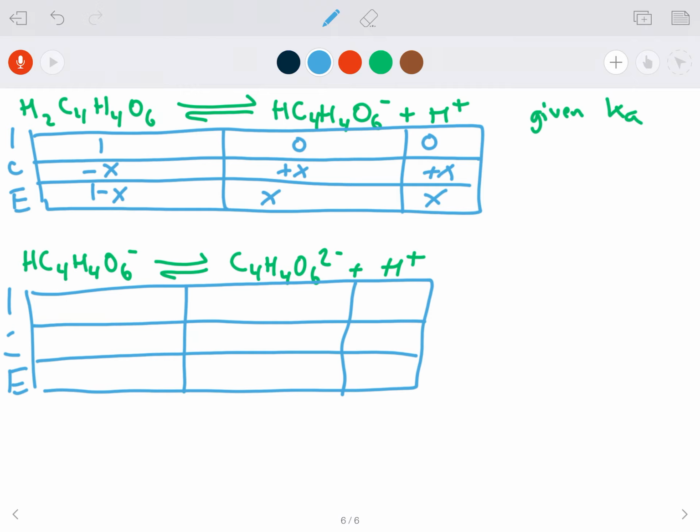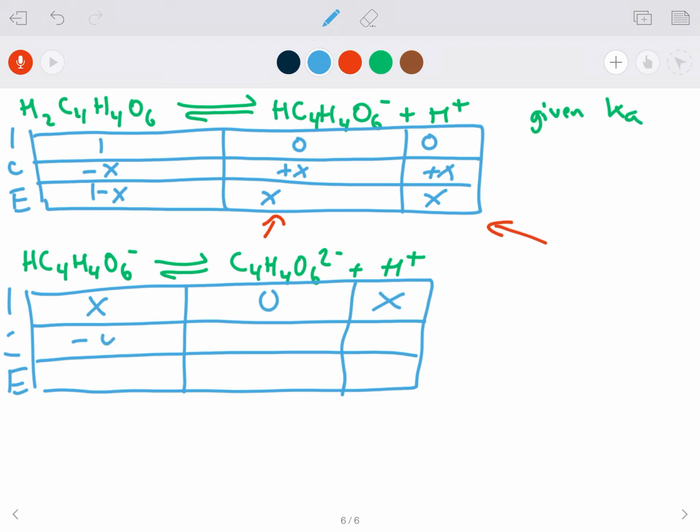So what that means is that our initial value of the concentration of the HC4H4O6 minus is going to be x. Right? We have an x amount of it from the previous question. So we have that amount. Our initial value of the C4H4O6 2 minus is 0. And our initial value of the H plus is x. Right? Again, we got that from up here.